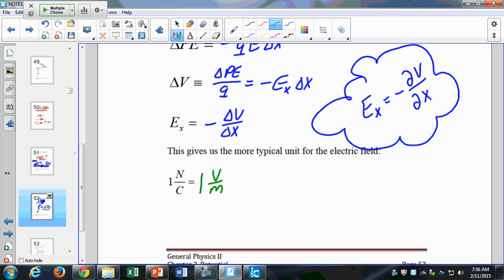And that's sort of the typical way to express electric fields. One Newton per Coulomb equals one volt per meter. It's a 1, makes it a lot easier. Maybe at LSU they give a different meaning to that line, do they? Okay. Yeah, so 1 Newton per Coulomb is 1 volt per meter.